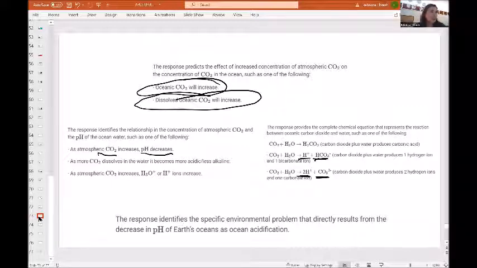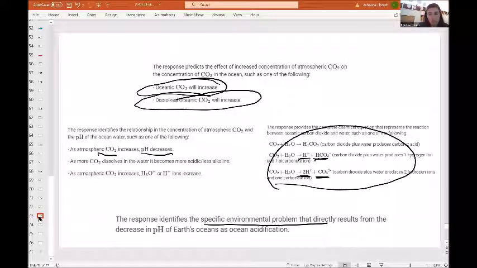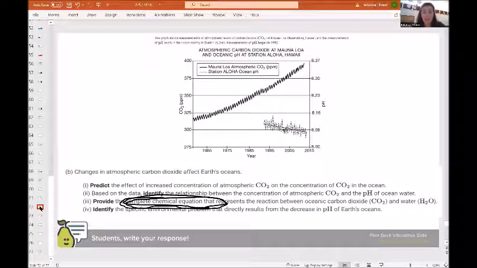And then if you wanted to skip down and not even try this part, the identifying the specific environmental problem, that's just ocean acidification. That's all you had to say, right? Because that one was identify. Well, ocean acidification. So I think very quickly, within 3 or 4 minutes, you guys definitely had 2 or 3 points on this particular portion.